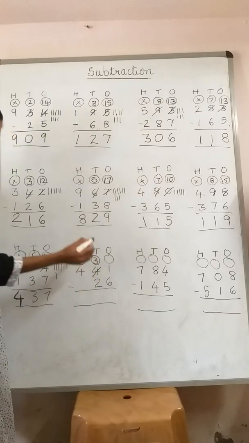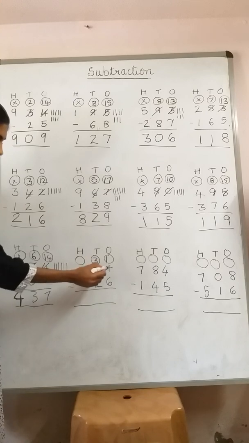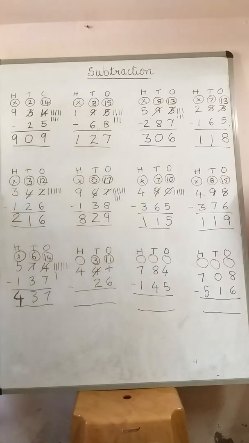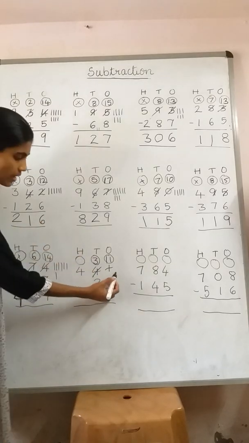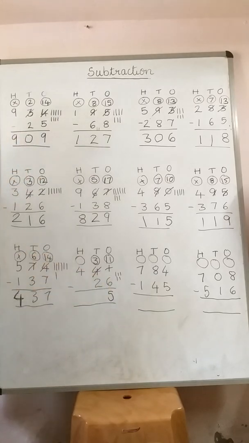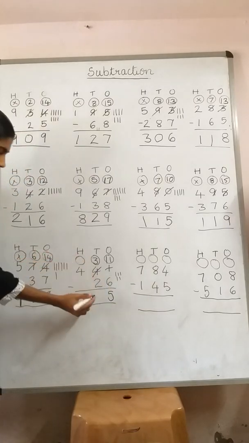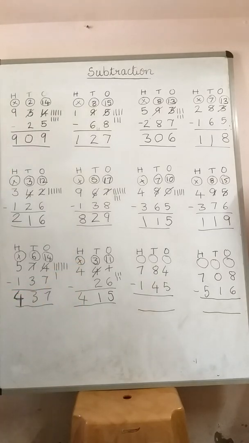Next one. 1 minus 6 is not possible. Strike out 4 right here. Before number 3. Borrow 1. Now what is the number? The number is 11. Now 6, afterwards say 7, 8, 9, 10, 11. 5. Yes? 3 minus 2, 1. And here 4. That is 450.